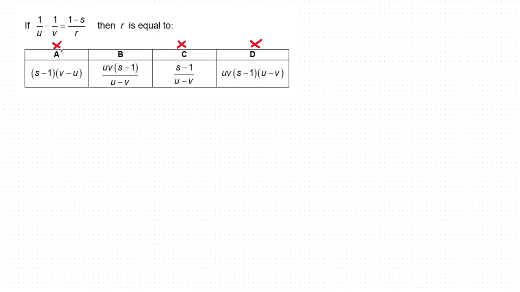There's no absolute right or wrong in terms of solving this to find R, but a standard method would be to look at the LCD of the whole thing, which would be UVR. What's a good way of solving this to get rid of the fractions? We would multiply each term by the LCD, which is UVR. So we do something like this.